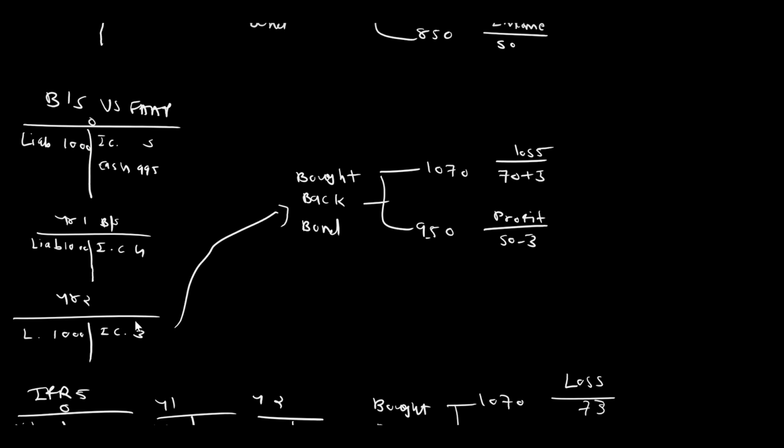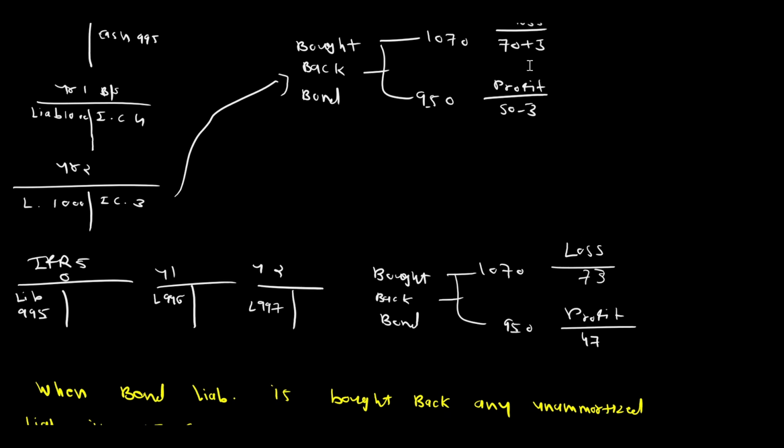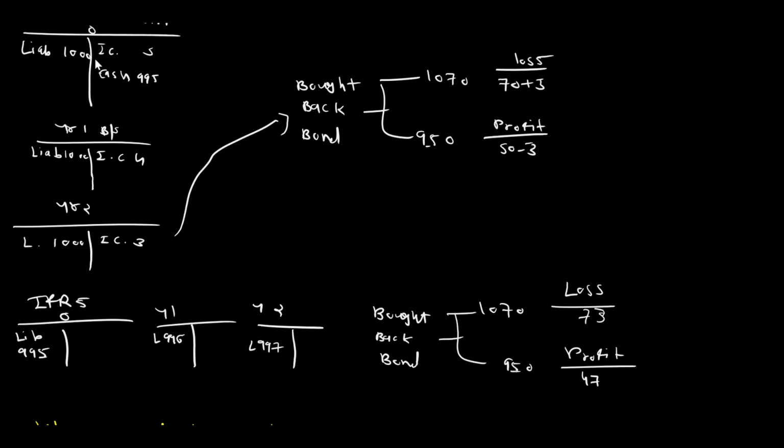deferred charges, this capitalized issuance cost, so I need to write that off also. So my loss would be 70 plus these 3, which is 73. And if I buy back at 950, that is 50 rupees on these liabilities minus 3, so 47 will be my profit. Under IFRS, my liability will be shown at 995 only, not this bifurcation, and over time my liability will increase to 997.